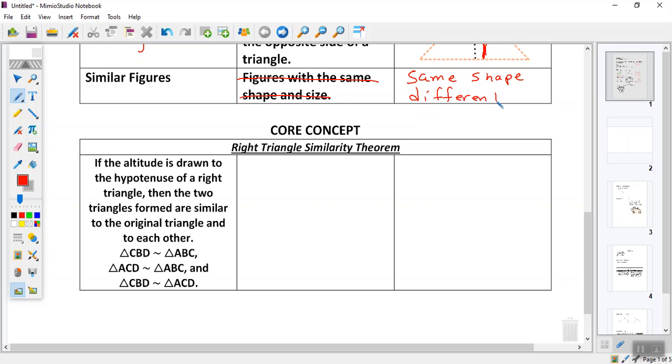Same shape, but different. Two figures are considered similar, supposed to be exactly the same shape. Gosh, I used to have my race cars up here. Actually, I do have a race car.